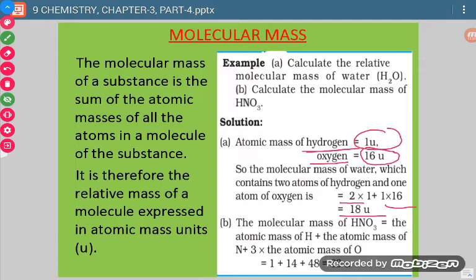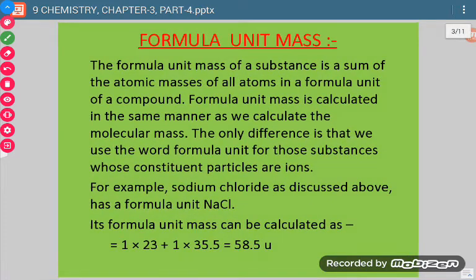Okay. Now the molecular mass of HNO3 will be the sum of the atomic mass of hydrogen, the atomic mass of nitrogen, and 3 times the atomic mass of oxygen. So the answer will be 63 U. So you can only solve these questions if you know the value of atomic mass. Okay. Now one more term comes, formula unit mass, or we say formula mass.